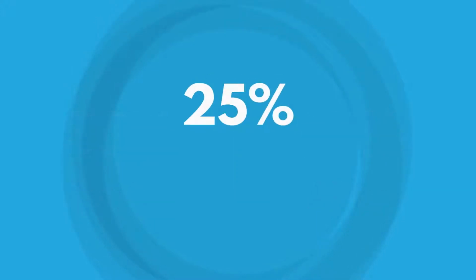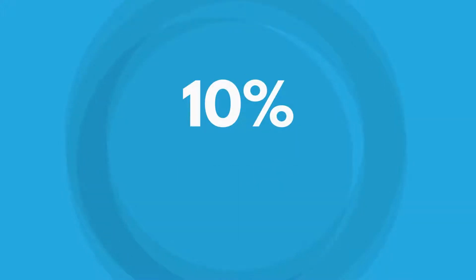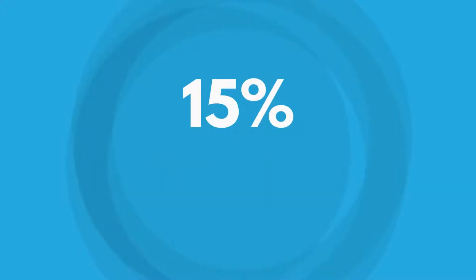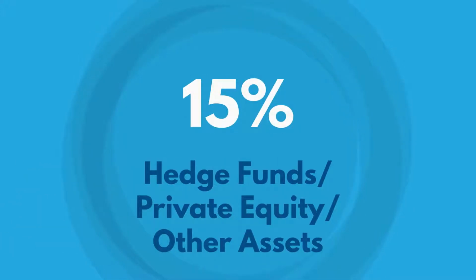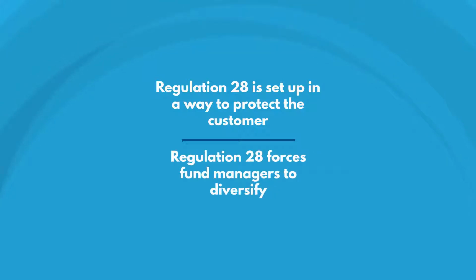No more than 25% may be invested in property, both local and foreign. No more than 10% may be invested in commodities, both local and foreign. No more than 15% may be invested in hedge funds, private equity or other assets. Regulation 28 is set up in a way to protect the customer. It forces fund managers to diversify, that is, not keep all of their eggs in one basket.